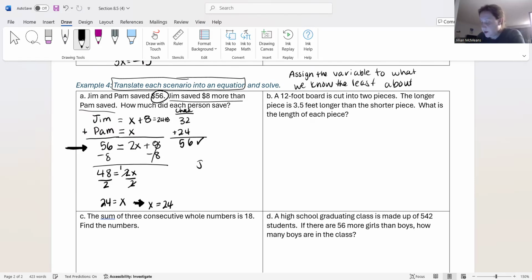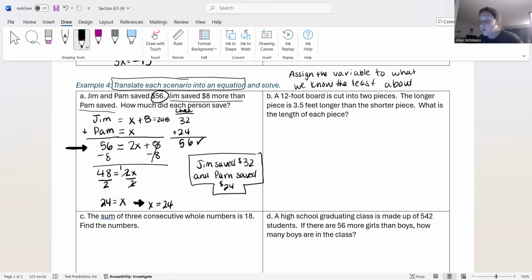So we could then just write a very brief sentence explaining your answer. So I would say something like Jim saved $32 and Pam saved $24. You don't have to give me a long, drawn out explanation, just a quick description of your answer, and it's great. Now remember, you're in a class that's covering algebra. We want to see your algebra. We want to see you build the equation, and then we want to see you solve the equation.